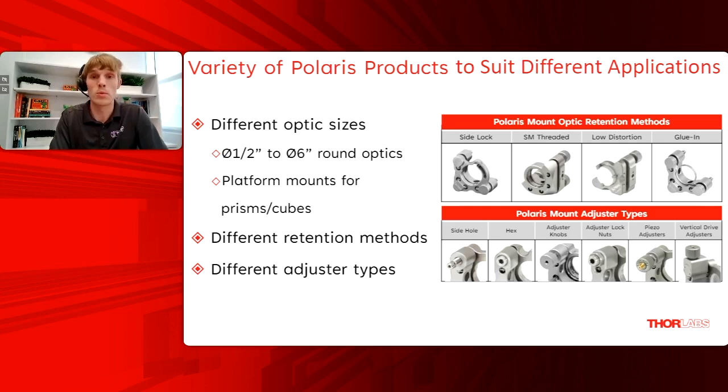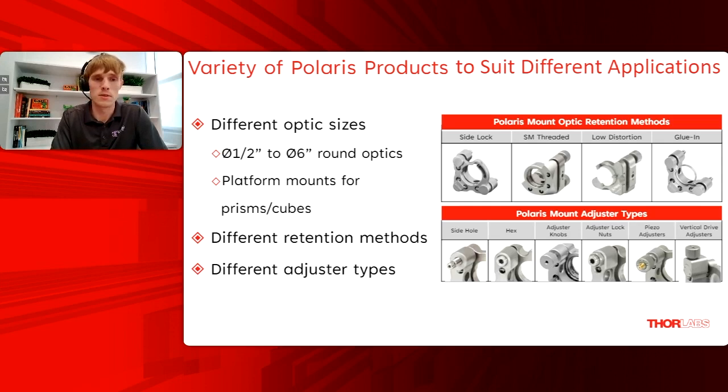In the table on the top right, that shows a few different retention methods. We already talked about the side locking and the low distortion mounts a little bit, but we also have threaded SM threaded mounts for other common optic housings, as well as glue-in mounts for the more permanent solution that can avoid any clear aperture issues, especially if you're looking to pick off a certain edge of a laser. And different adjuster types as well, from simple adjuster knobs to driving with a hex key or ball driver, along with the vertical drive adjusters that we talked about.